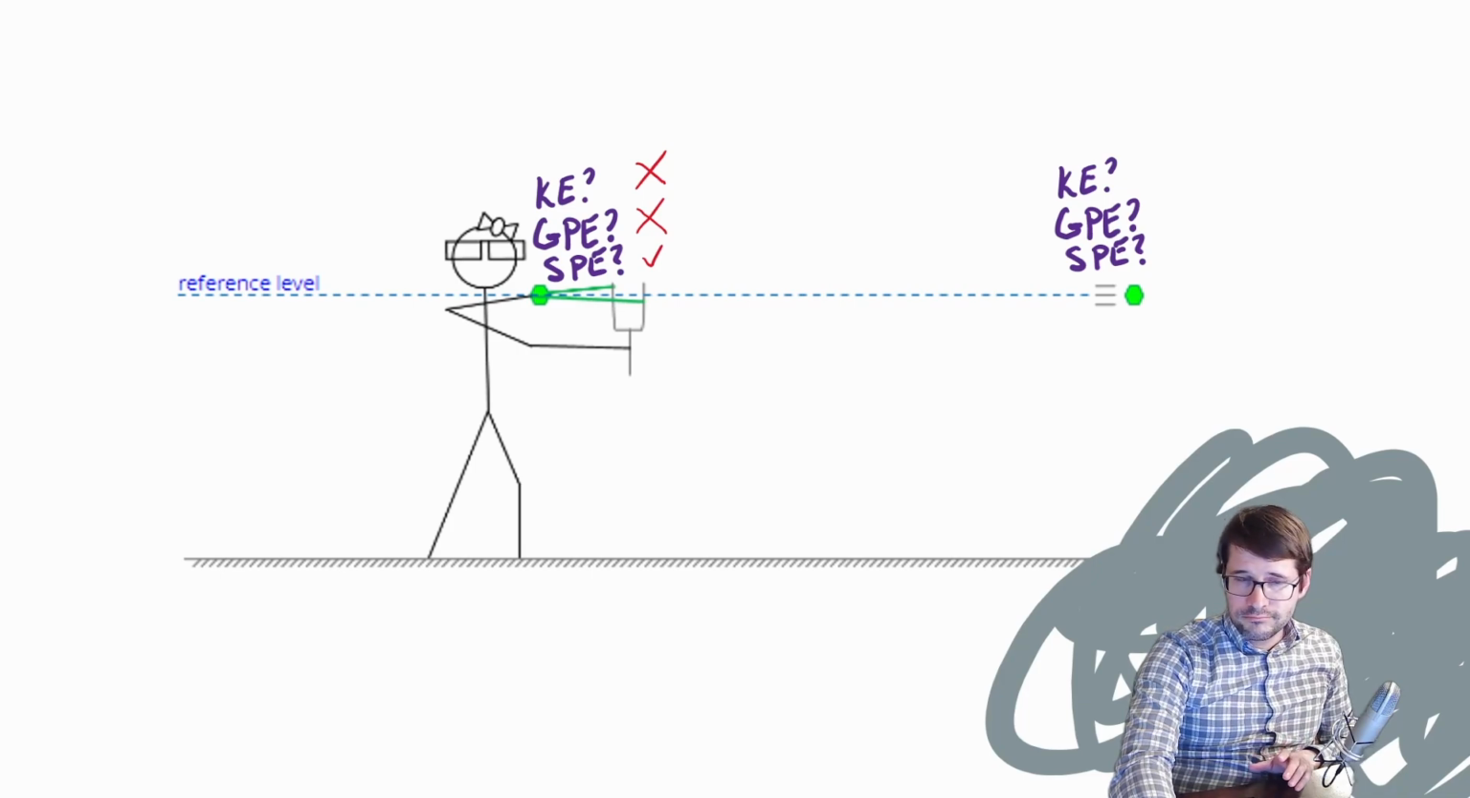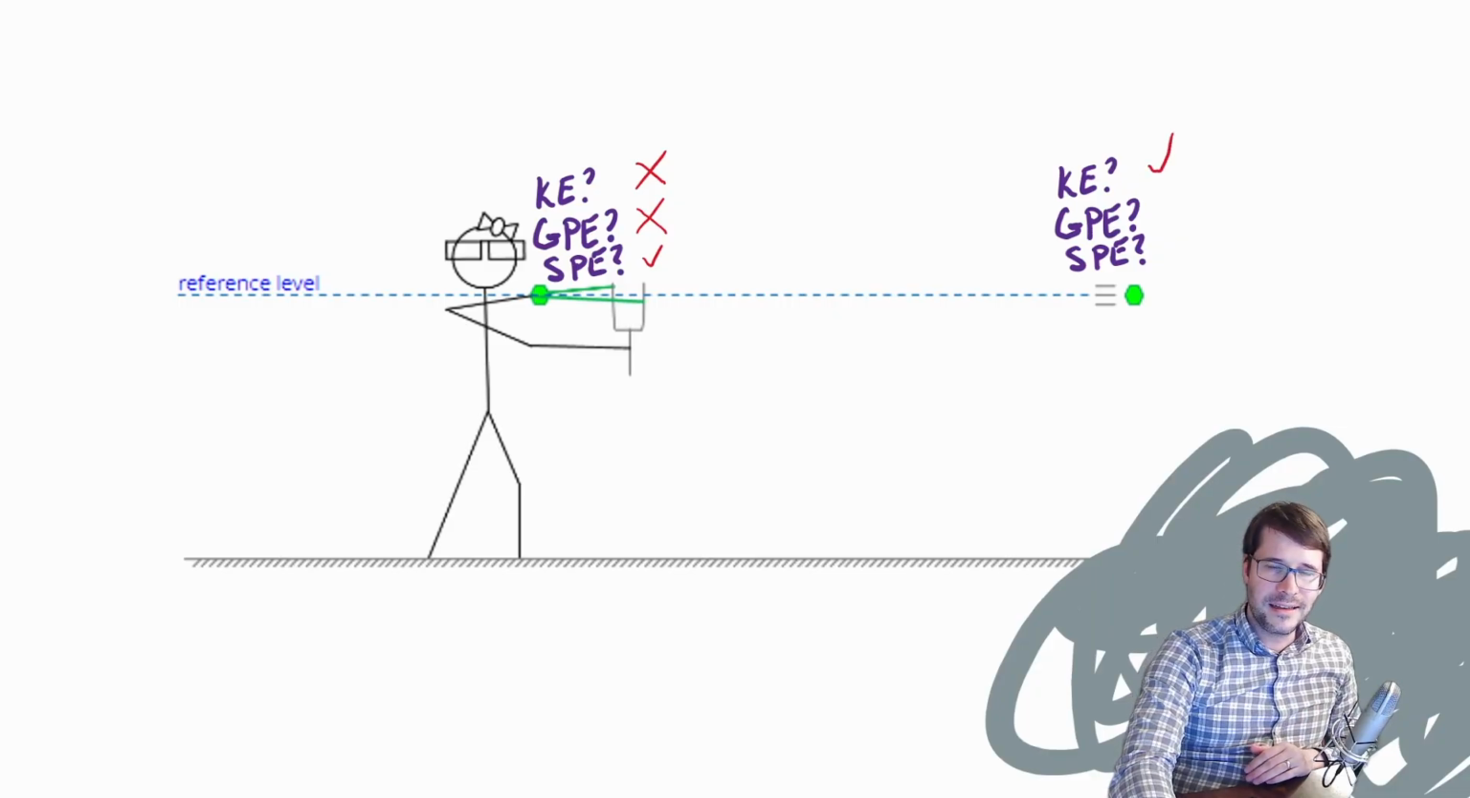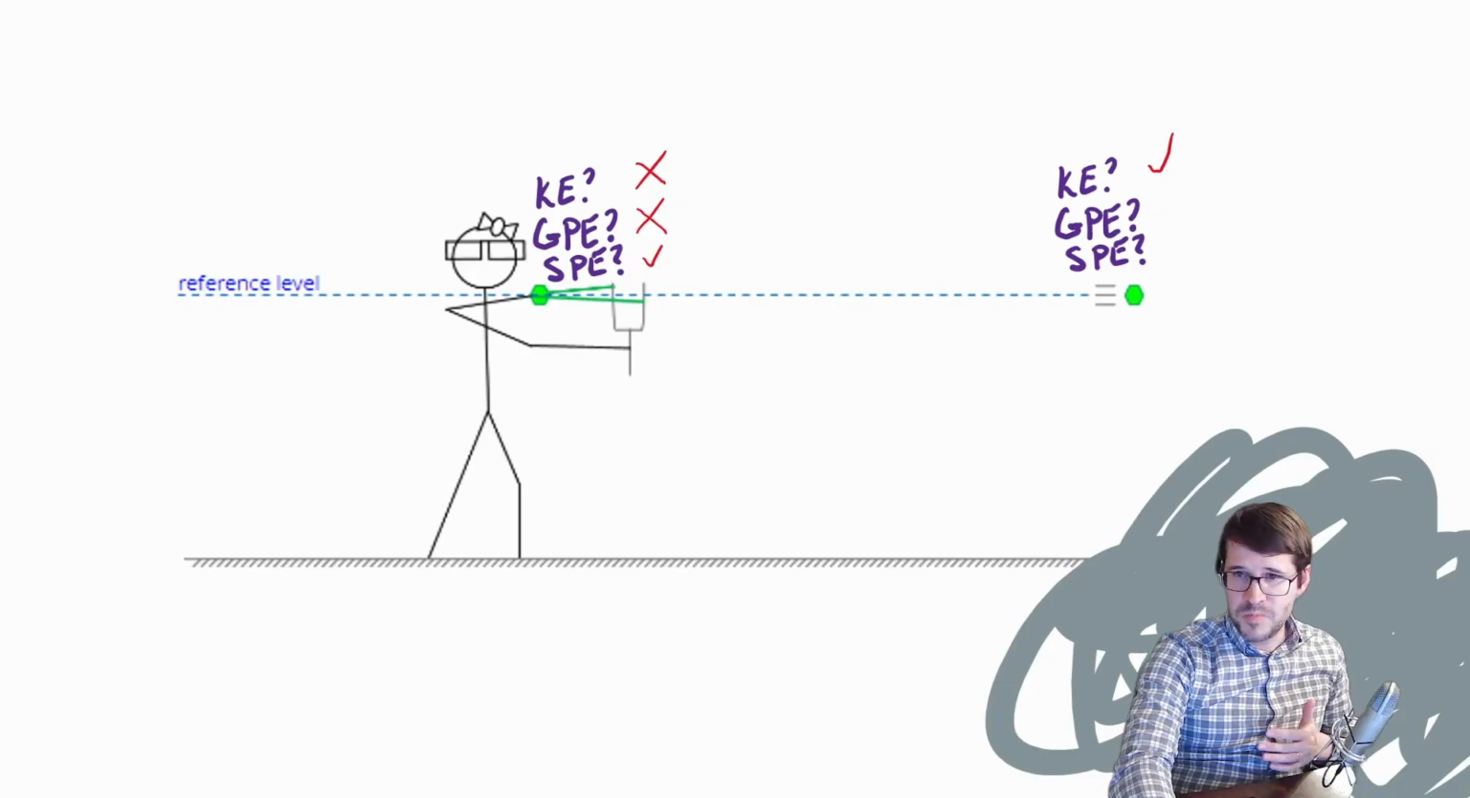And at the end, we've got to think what's going on here. Well, the object's certainly moving, so we've got kinetic energy, and it's still at the reference level, so we're going to say no gravitational energy. We're not going to consider that here. And the last one is spring energy.